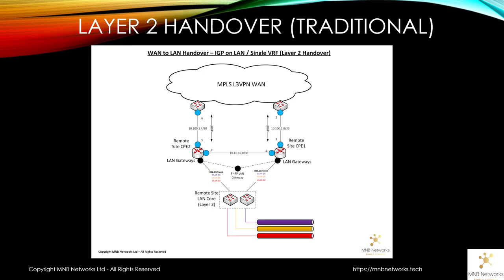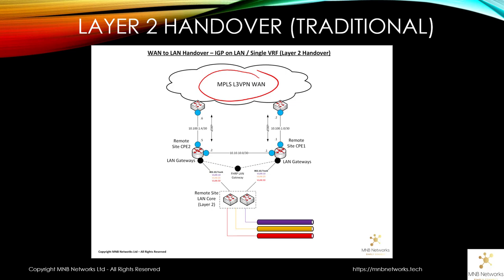In this short take we're going to cover WAN to LAN handover with a layer 2 handover and talk about some of the considerations, the integration points of the network and what we need to think about. So if we look at this scenario and first of all we break it down, what do we actually have here? We have a MPLS L3VPN network in this particular use case.